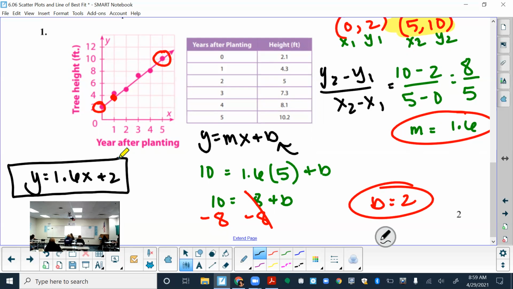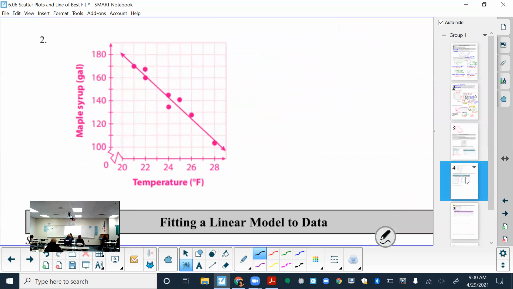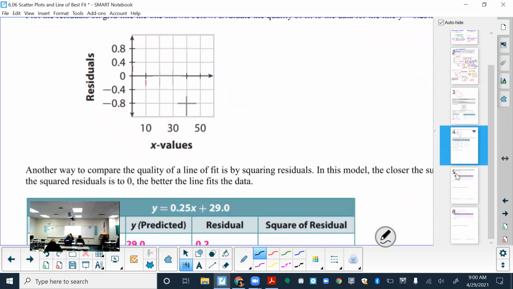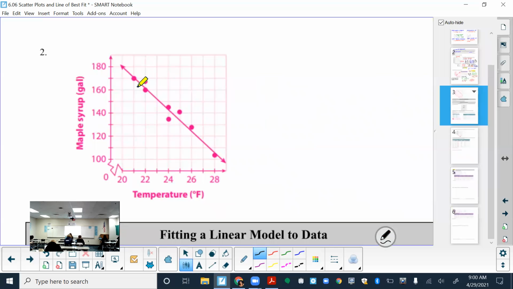All right, I don't know if I want to start the next part. Let me see what it is. I'll come back to this page. Yeah, I'll save the residual stuff for tomorrow. So let's just do one more your turn, and then I'll give you some time to work on your big one practice.